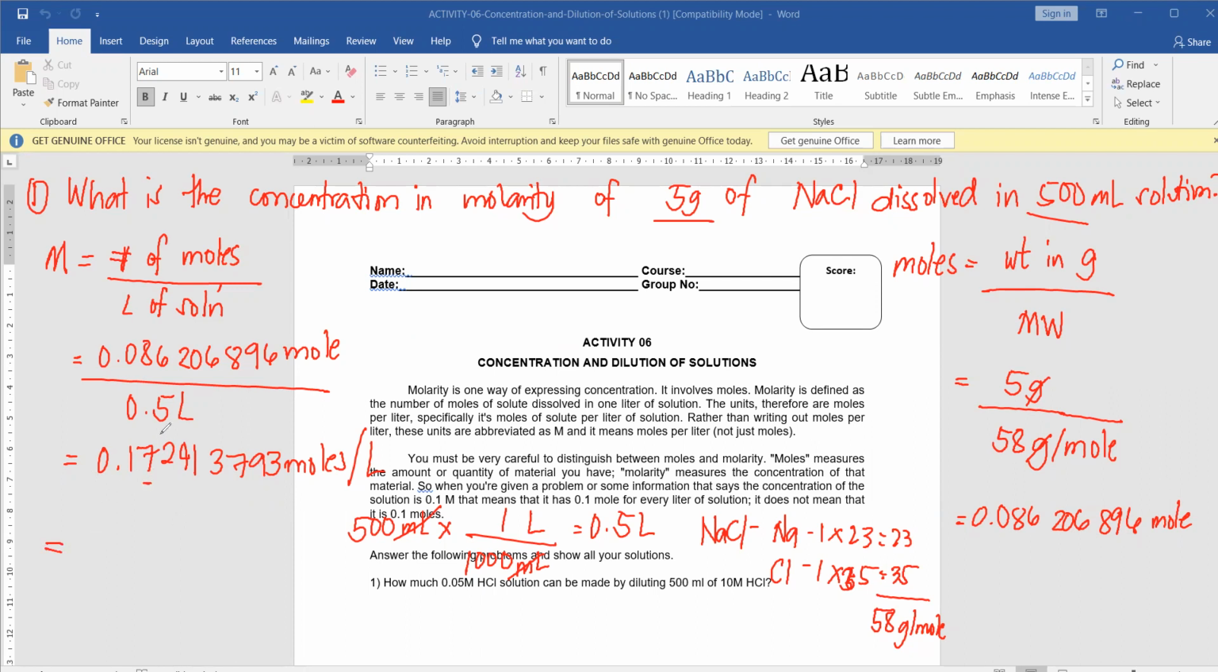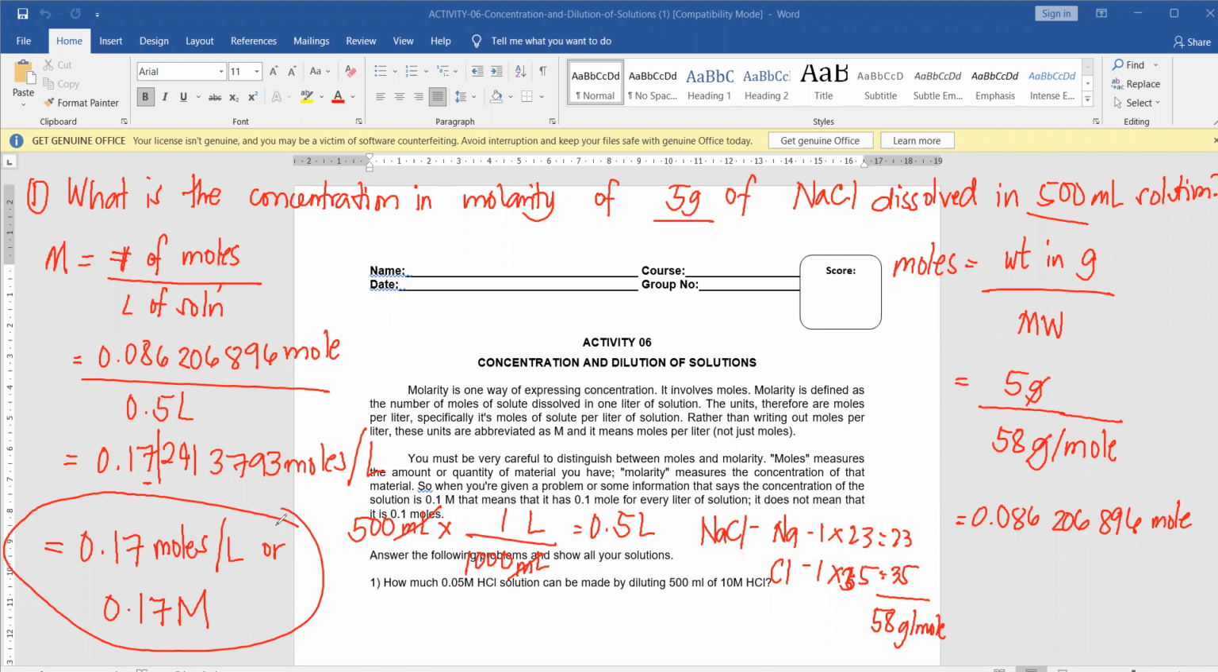So up to 7, the next digit is 2, so no need to add 1. So this is 0.17. Take note of the unit. It's moles per liter. Or you can write simply 0.17 and then capital letter M. So that is now the molarity of the prepared solution.